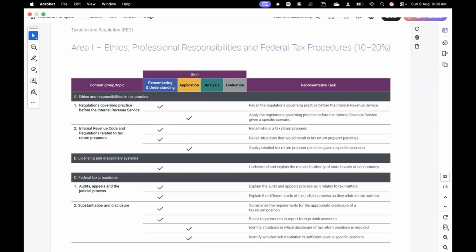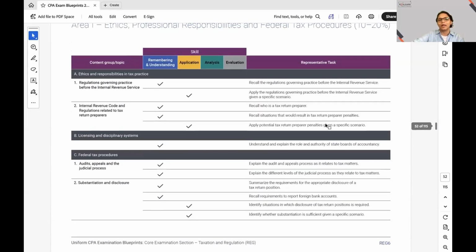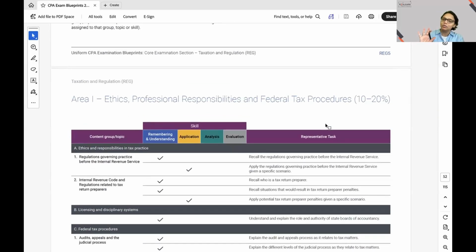Thank you. So my suggestion is these couple of pages from 52 to whatever the reg is, just take a printout of this and put it at a place where you're studying. And every time you study, you should be able to mark it on the blueprint that I've finished this part, I've finished this part, so that you are very, very well aware of what the AICPA blueprint wants.